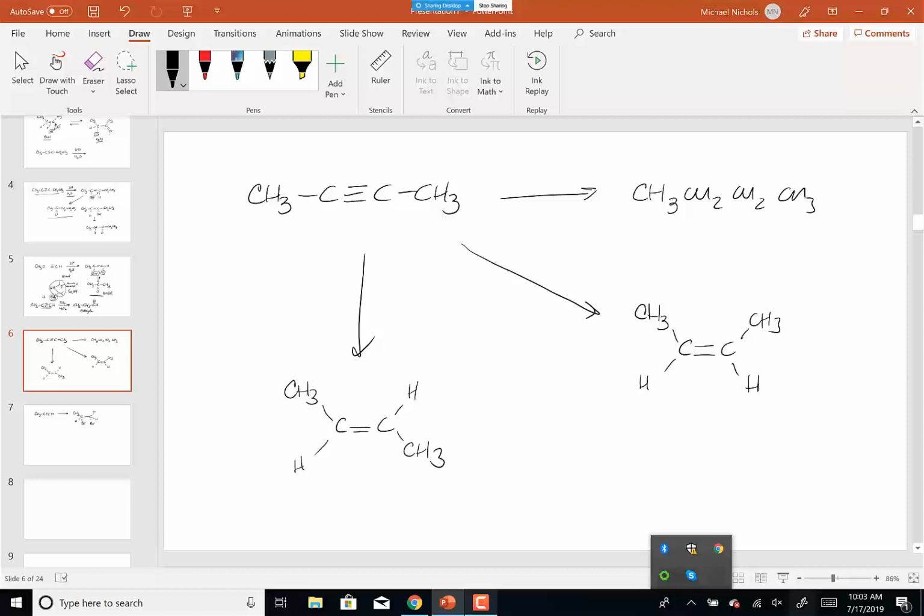So for the reductions, there are 3 different reductions, so you have to know these reagents. You have to say, well, H2 with palladium or platinum metal will give me the alkane. Why does it give me the alkane?